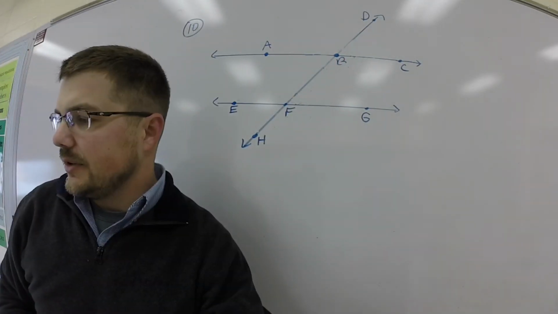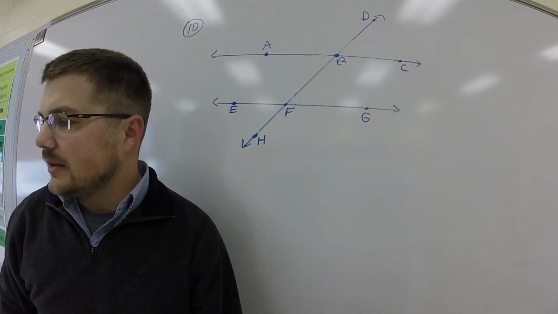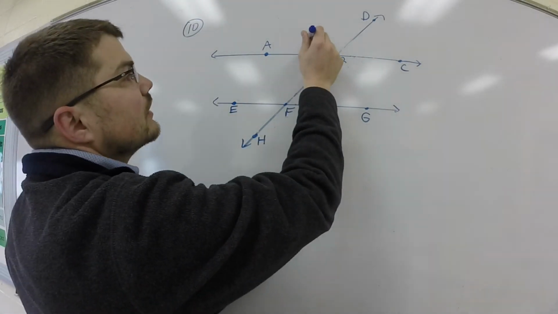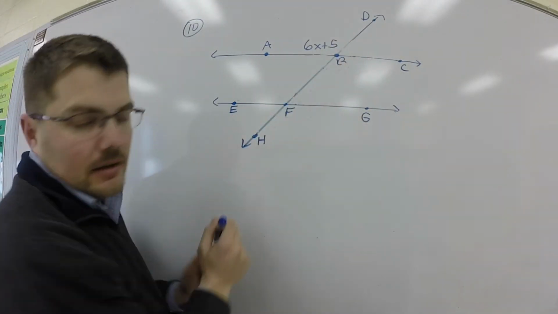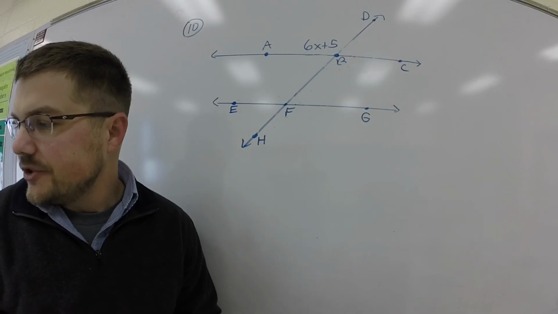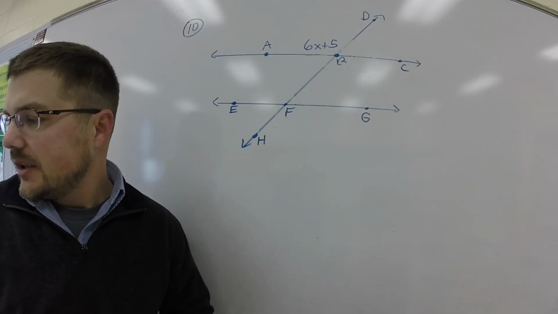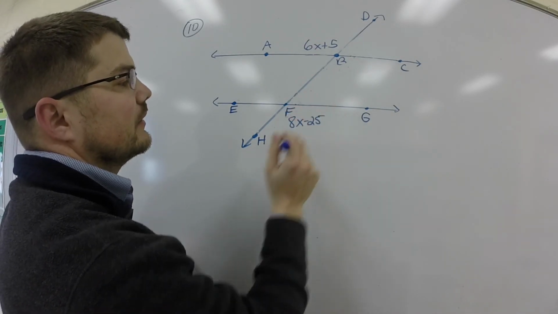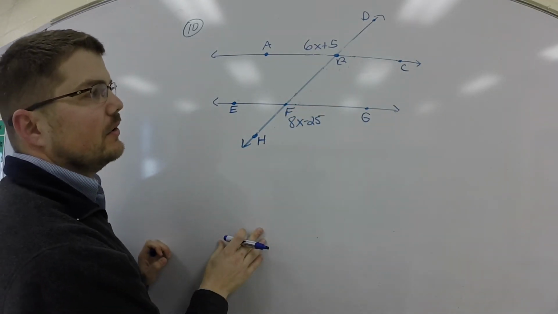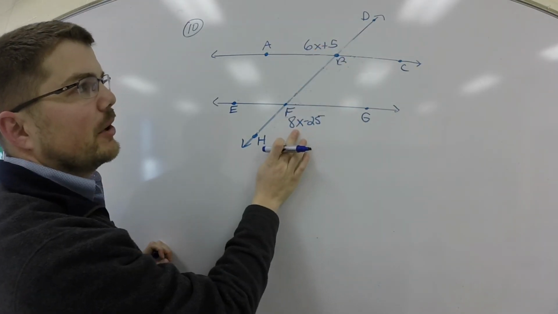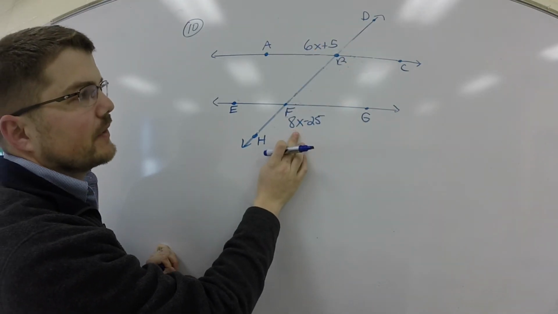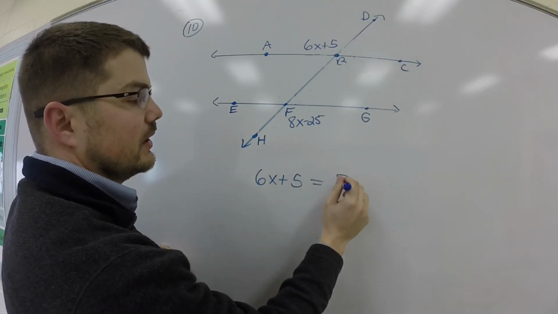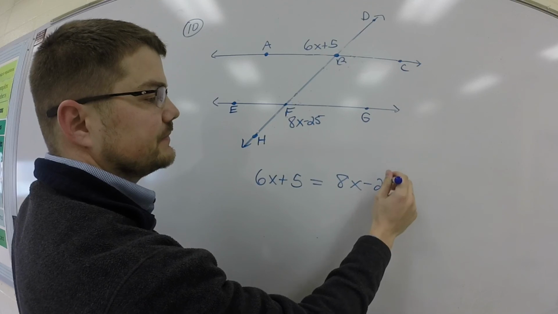Okay, our last one, if the measure of ABD is 6x plus 5, and the measure of GFH is 8x minus 25. Alright, so what do we know about this angle and this one? They're both obtuse, so they're going to equal. So let's set them equal. 6x plus 5 equals 8x minus 25.